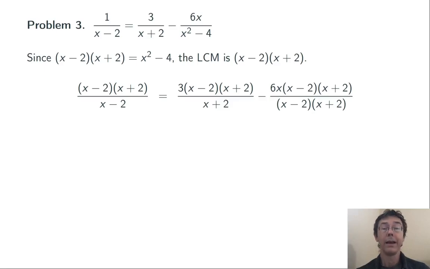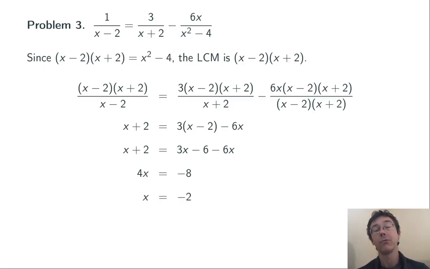That amounts to multiplying that LCM by each of the numerators. Now there's lots of common factors to cancel here. On the left-hand side, the x minus 2's cancel, and I'm left with x plus 2. For the first term on the right-hand side, the x plus 2's cancel, and I'm just left with 3 times x minus 2. And for the rightmost term, everything cancels except for the 6x. Now, I solve this by FOILing out the 3 times x minus 2, combining all the like terms, and dividing both sides by 4 here to get an answer of negative 2.